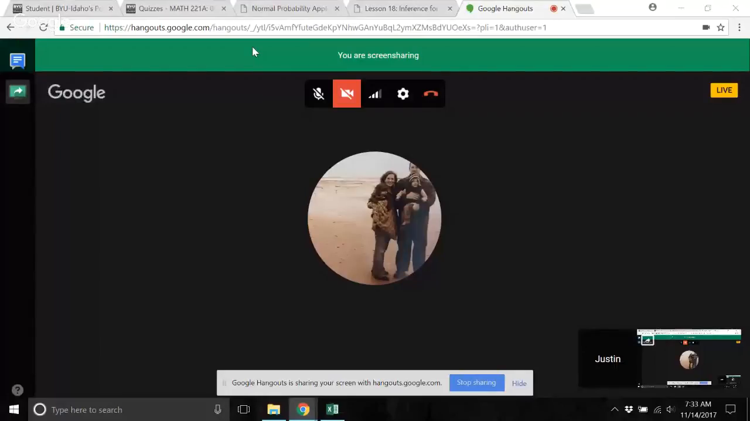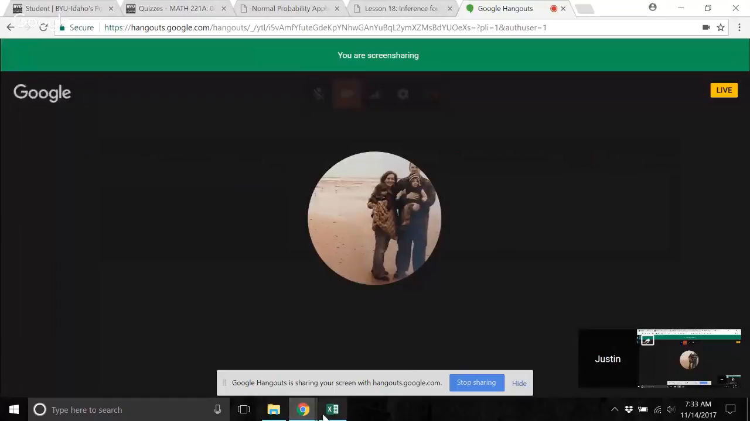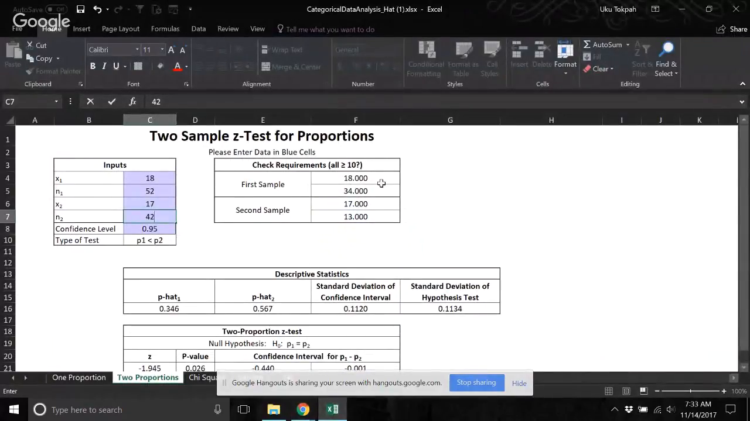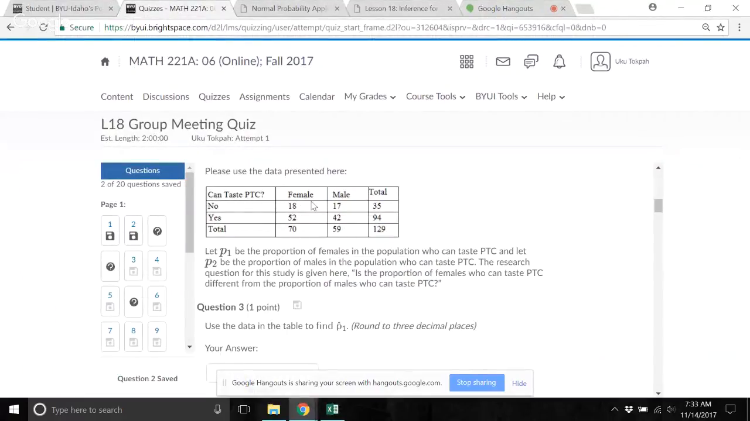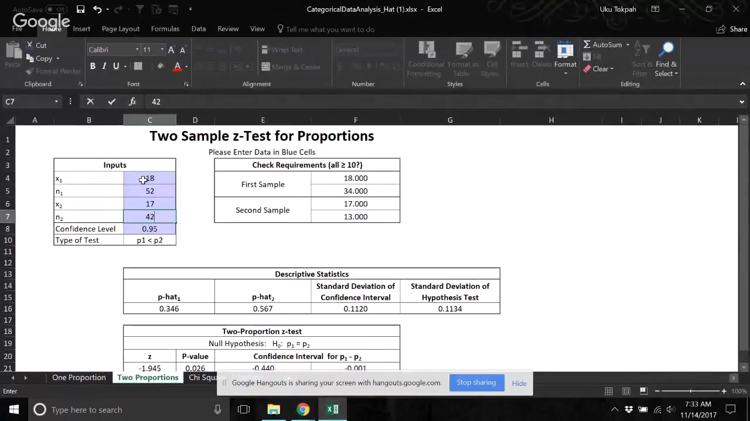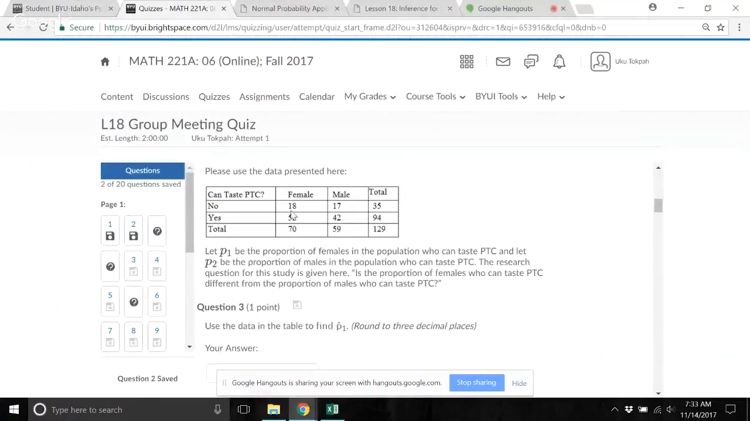So I'm going to show you how I'm doing it. I'm trying to follow what the video did, but I'm not sure if I'm doing it right. So this thing is dumb sometimes. There we go. Can you see my screen? Mm-hmm. So here I use X1 for 18, N1 for 52, and then X2 for 17, and N2 for 42.